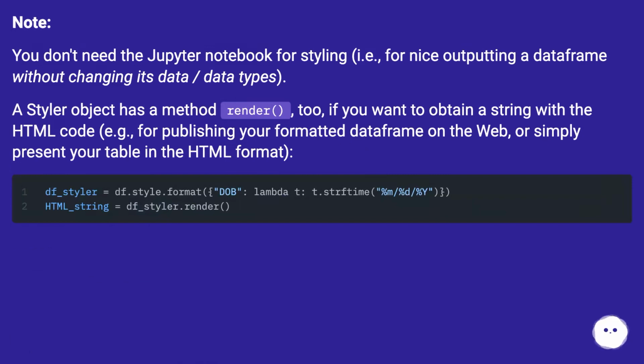Note: you don't need the Jupyter Notebook for styling, i.e., for nicely outputting a data frame without changing its data types. A Styler object has a method render, too, if you want to obtain a string with the HTML code, for example, for publishing your formatted data frame on the web, or simply presenting your table in the HTML format.